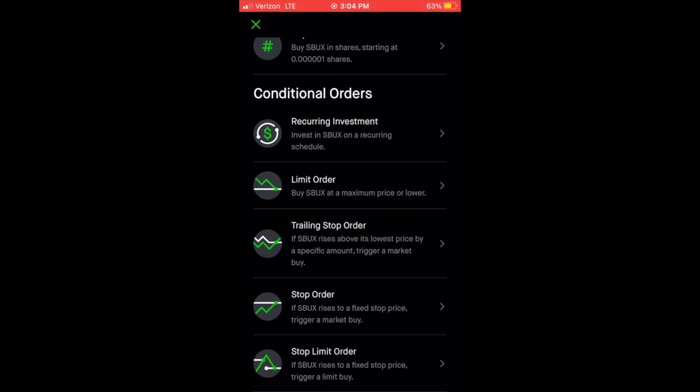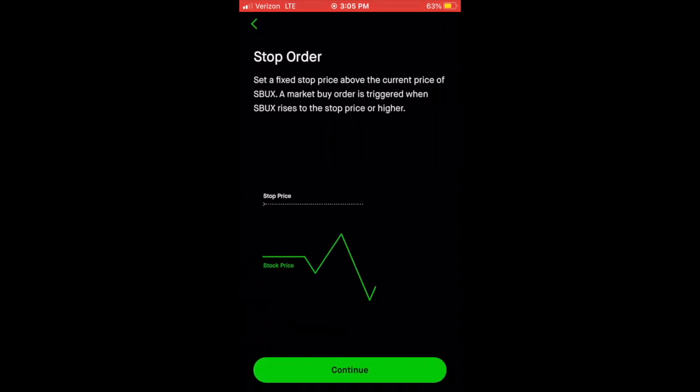Now, the next three that we see here are stop order, trailing stop order, and stop limit order. So that we don't get confused, we'll go ahead and look at stop order first. It says if Starbucks rises to a fixed stop price, trigger a market buy. So it's pretty much the opposite of a limit order. You can actually tell by looking at the little pictures here, but the diagram will pretty much show us it's literally the opposite. You're setting a price, you're setting a purchase for when the price goes up to a certain price. That sounded a little confusing. You are setting a stop price in order to buy the stock at a higher price.